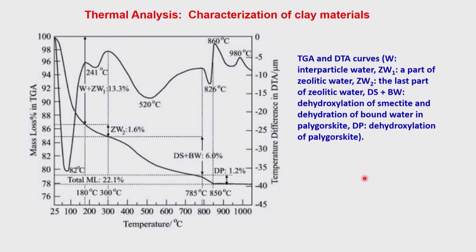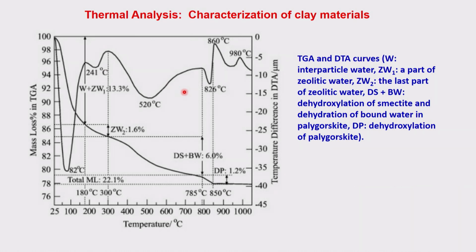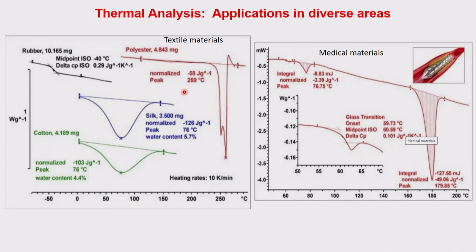So at different levels, as I mentioned earlier in the previous slide, all of that is going on at different temperatures. So you can see something below 100, around 240, around 520, around 826, around 860, 980, etc. So the structural change as a result of all these things is happening. So that is how you can characterize. If you take another kind of clay, these values will change, the amount of each of these will also change, because these are all not single compounds, they are a mixture or composite kind of things.